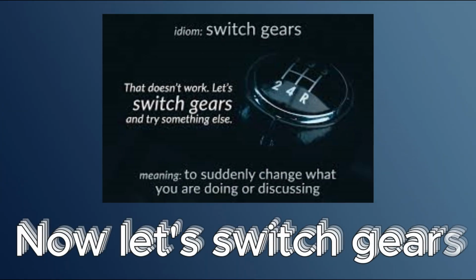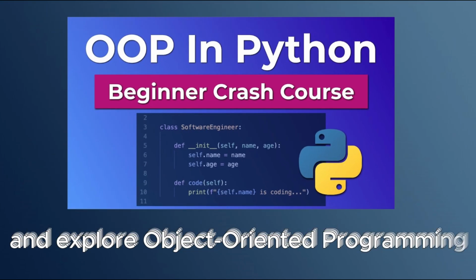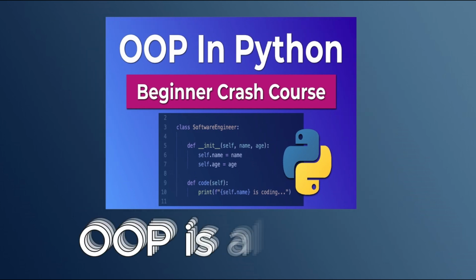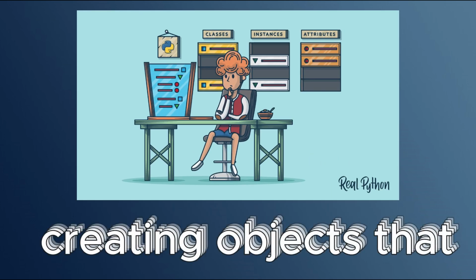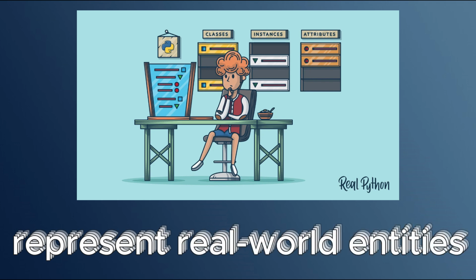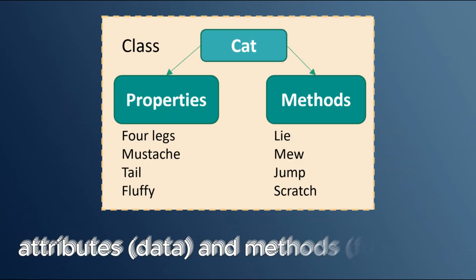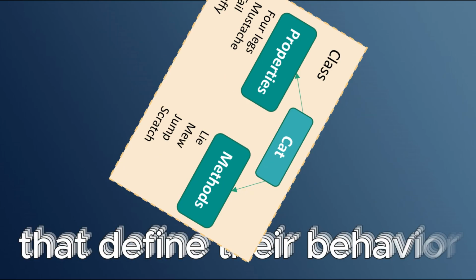Now, let's switch gears and explore object-oriented programming, or OOP. OOP is all about creating objects that represent real-world entities. These objects have attributes, data, and methods, functions that define their behavior.